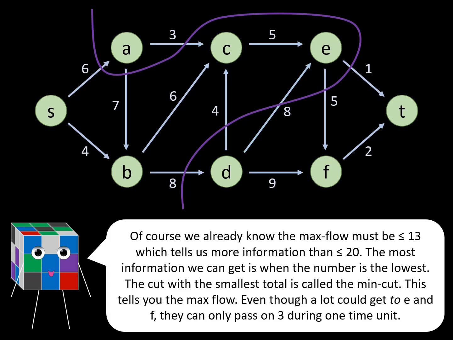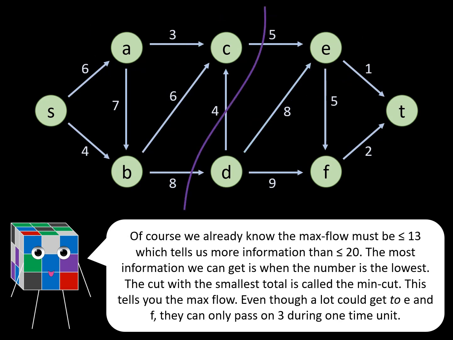Of course, we already know that the max flow must be less than or equal to 13, which tells us more information than less than or equal to 20. The most information we can get is when the number is the lowest. The cut with the smallest total is called the min cut. This tells you the max flow. Even though a lot could get to E and F, they can only pass on 3 during one time unit.